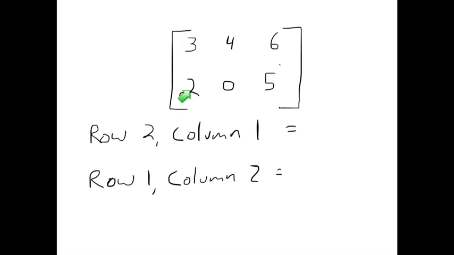So row 2, column 1 is a 2. You can't get them mixed up. That's very, very different from row 1, column 2. Row 1, column 2 has the number 4 in it. Obviously, they're different.